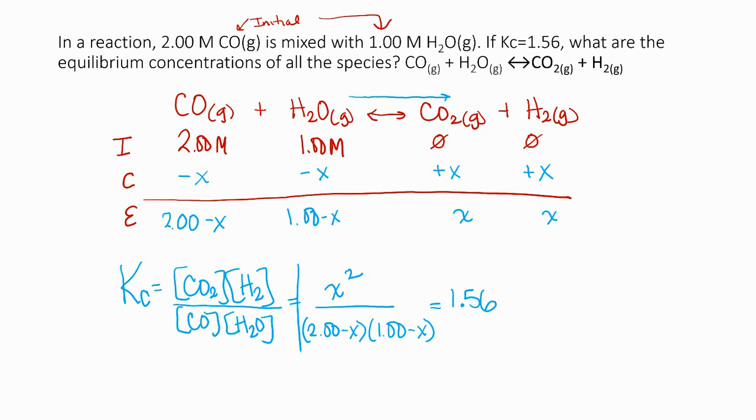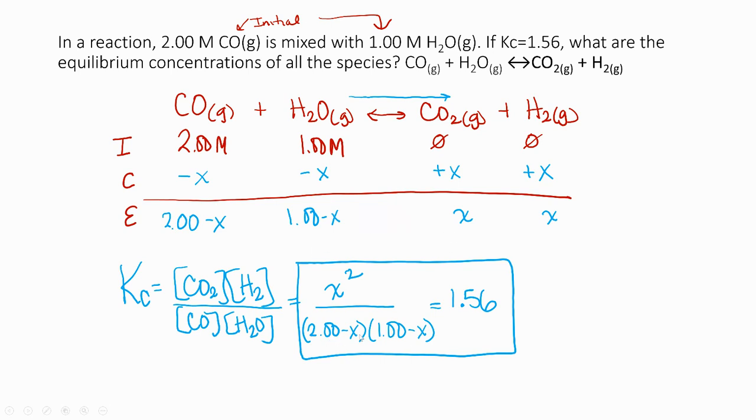That equals 1.56. So now I have x squared over (2 minus x)(1 minus x) equals 1.56. And we're probably now thinking, oh no, this doesn't look good, right? Because I have to solve for x now. So let's think about how we would go about solving for x.